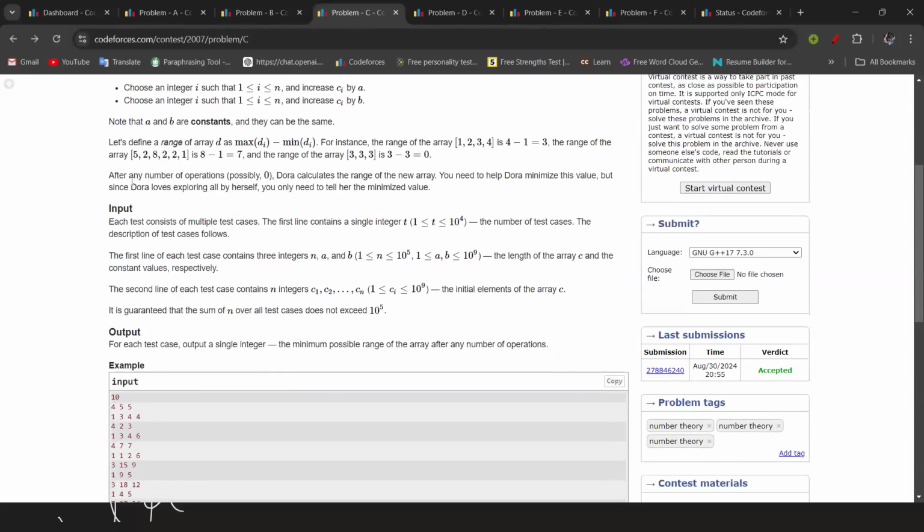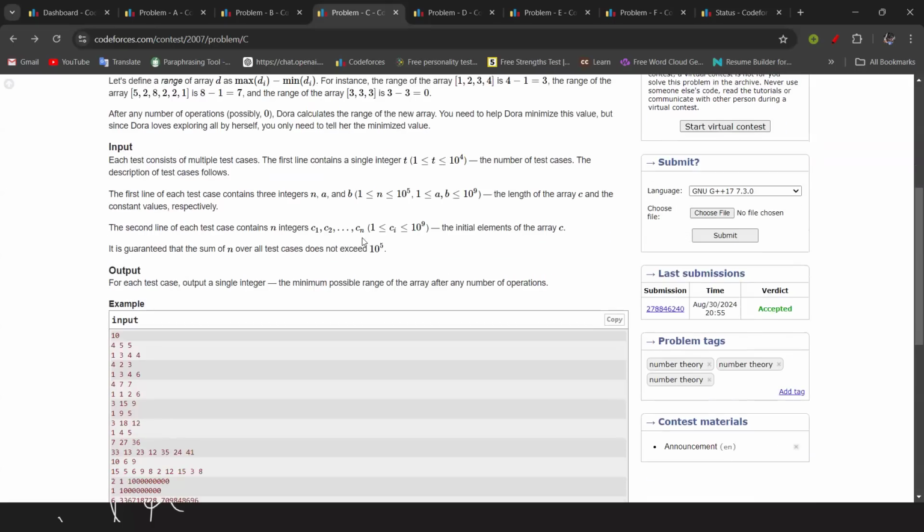Now, what you need to do is, after any number of operations, and the number of operations is up to you, you can even perform zero operations or an infinite number of operations, Dora calculates the range of the new array. You need to help Dora minimize this value. So basically you need to perform any number of operations and find the minimum range you can get. It's up to you what operations you perform, either A or B.